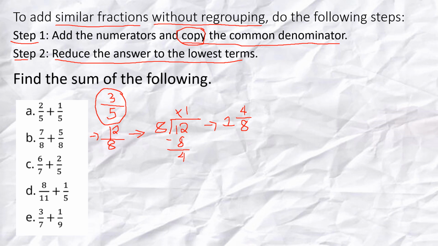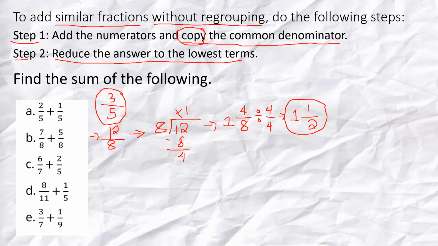Since 4 over 8 can still be simplified by dividing them by the GCF 4, we can still divide it. So 4 divided by 4 is 1, 8 divided by 4 is 2, and do not forget to copy your whole number, which is 1. So therefore, the final answer here is 1 whole and 1 half.